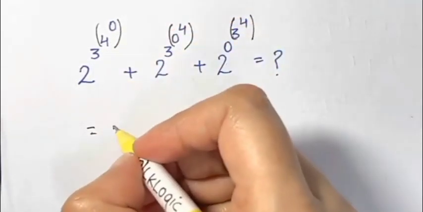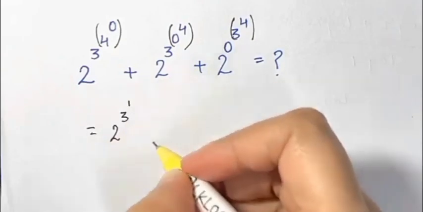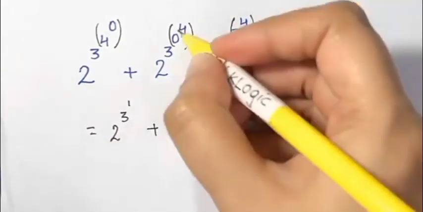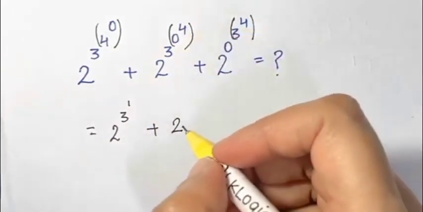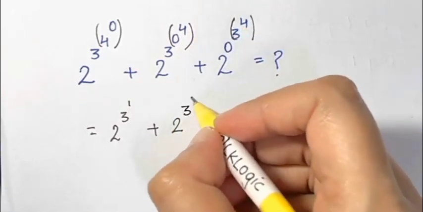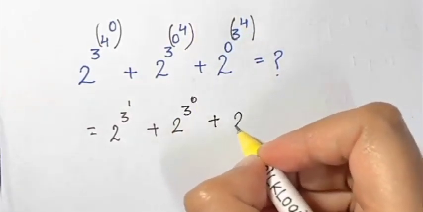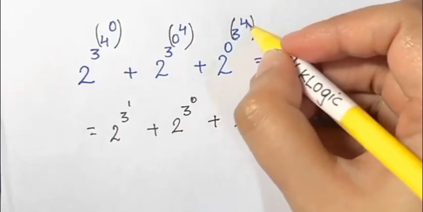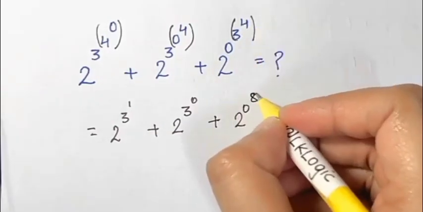Anything to the power of 0 is 1. So 3 to the power of 1 plus 2 to the power of 0. 0 to the power of anything is 0. So 3 to the power of 0 plus 2 to the power of 0. 3 to the power of 4 is 81.